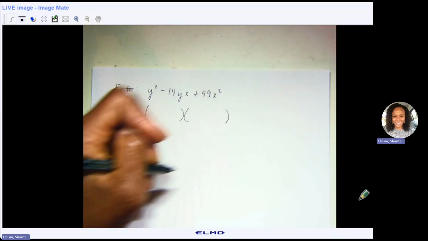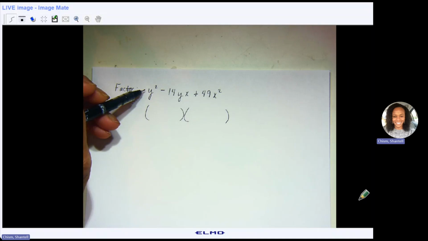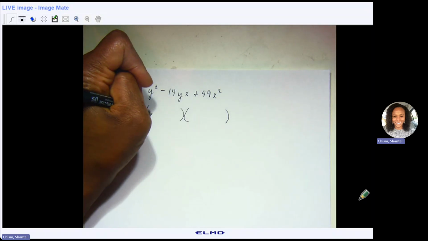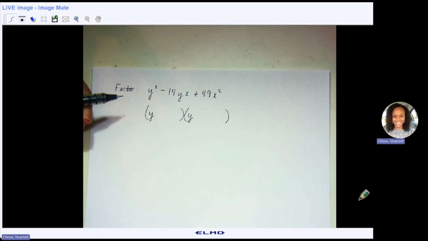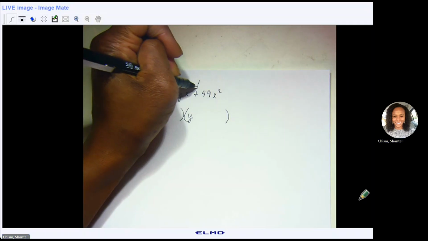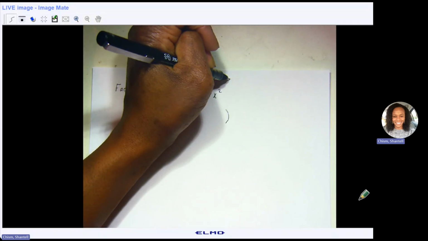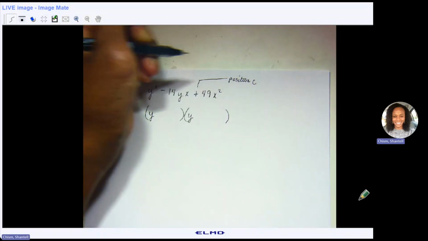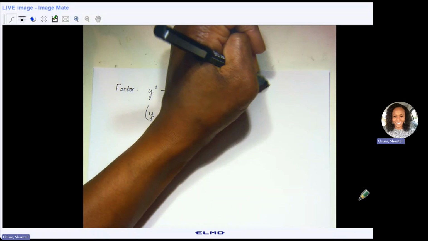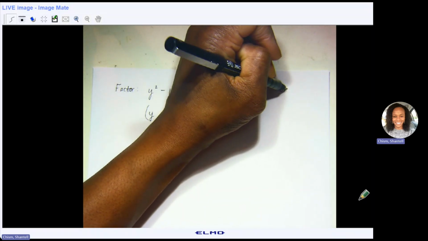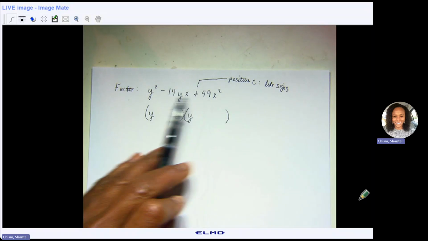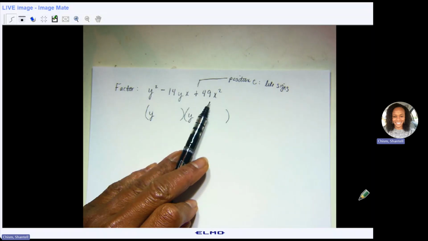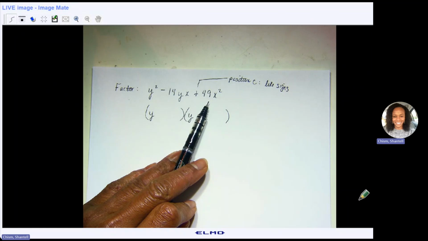So the first thing I'm going to do is go into my binomial factors. The leading coefficient is just 1. So y squared factors, that's just y times y. Now, looking at the signs here, you do have a positive c. I want you to notice that means we have like signs. And I want you to notice that that last term, just like the first term, is a perfect square. So this is a perfect square trinomial in two variables.